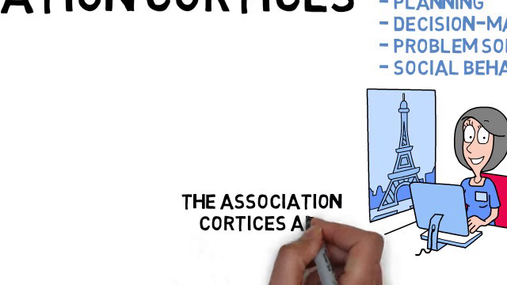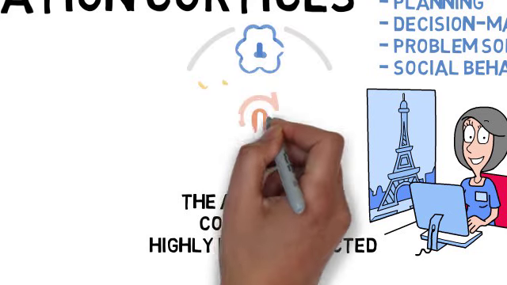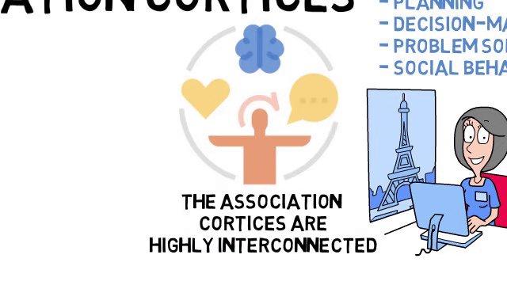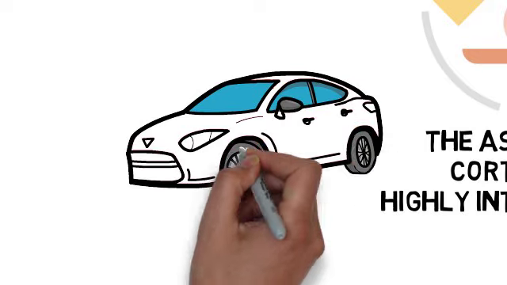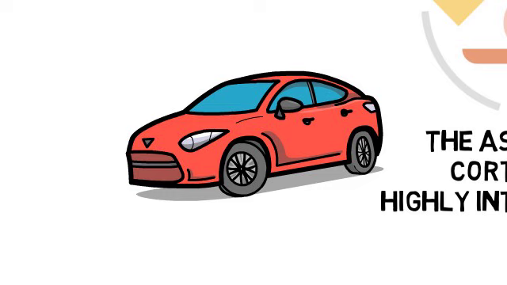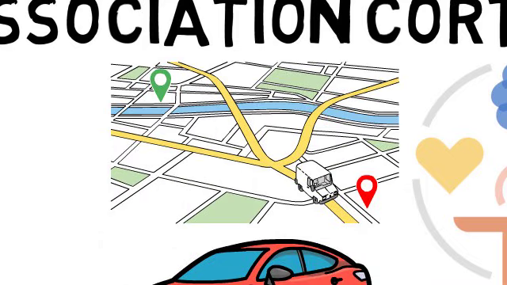The association cortices don't work in isolation. They're highly interconnected systems. This interconnectivity allows for the seamless integration of sensory, motor, and cognitive information, enabling complex behaviors and thought processes. When you drive a car, your parietal association cortex helps you navigate the road. The temporal association cortex processes sounds from traffic and GPS instructions, and the frontal association cortex makes decisions about speed, turns, and lane changes. The integration of these areas allows you to drive safely and effectively.